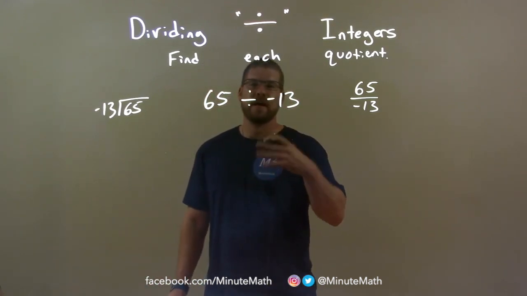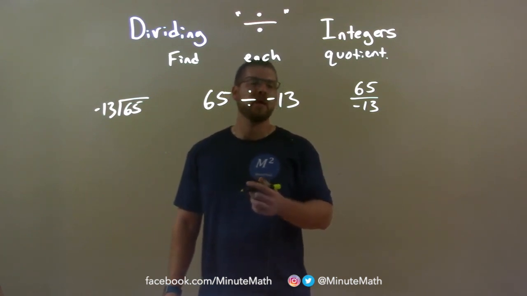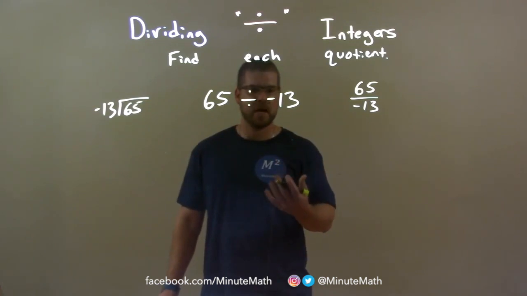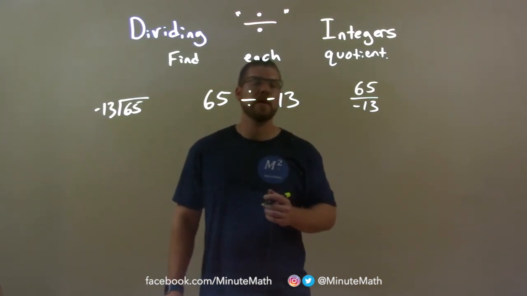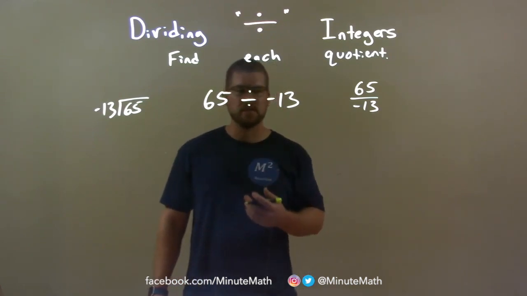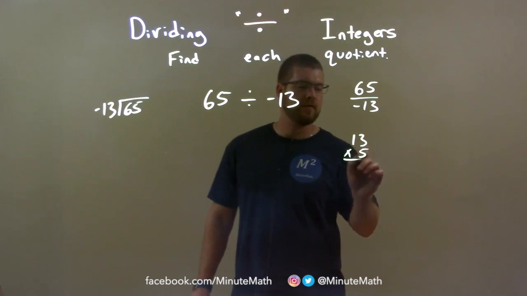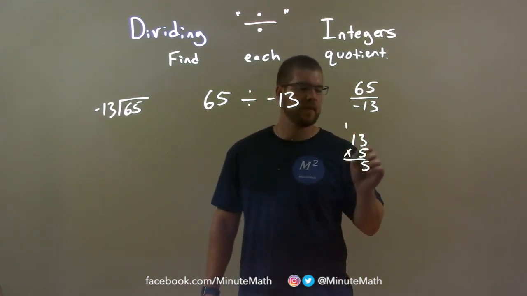What I like to do is try to guess where I think it would be, and test that number out. Well, negative 13 goes into 65 how many times? 10 is a number close to 13, and it's close to 65, so I'm going to test 5. 13 times 5. Well, 5 times 3 is 15, carry the 1. 5 times 1 is 5, plus 1 is 6.